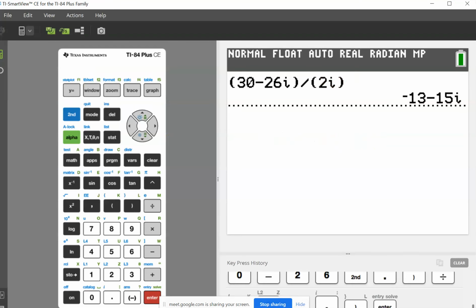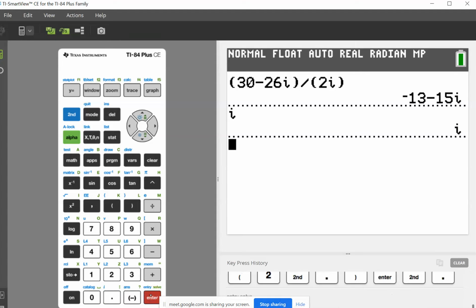Okay, when you're here on the calculator, if you press the second and then come down to the decimal at the very bottom, you'll see a little i in blue up above. That puts the i on the screen, second and the decimal.